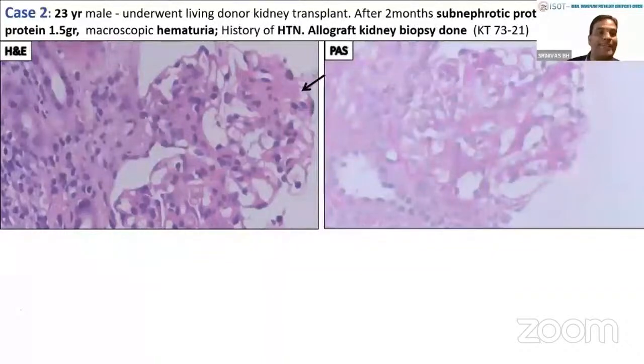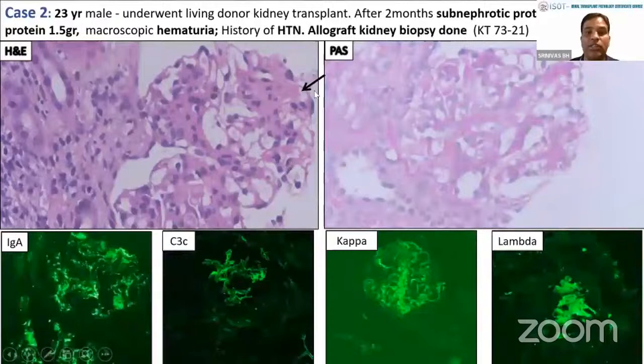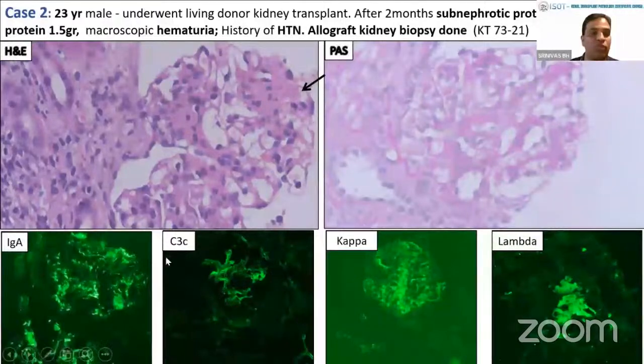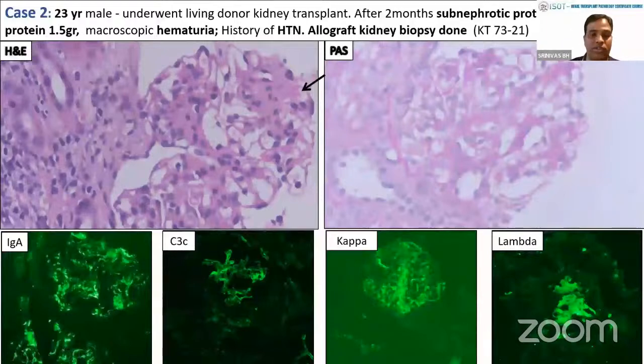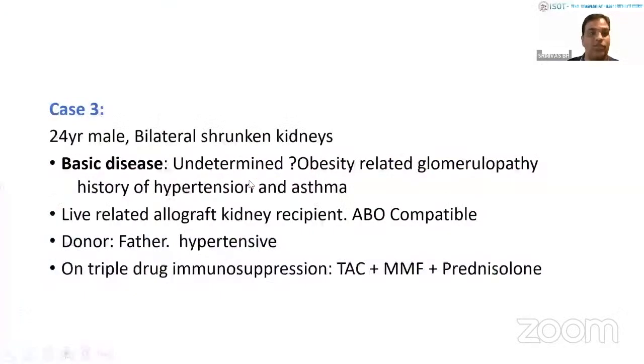The second case is a 23-year-old male. This patient presented with post-transplant proteinuria, 24-hour proteinuria of 1.5, and macroscopic hematuria. A transplant biopsy was done, and the glomeruli show segmental sclerosis as well as mild increase in mesangial cellularity. Immunofluorescence shows IgA, C3, kappa and lambda. C4d and the viral markers are all negative, ruling out rejection as well as infection. So this is a case of post-transplant proteinuria due to recurrent IgA disease. That is the second case.